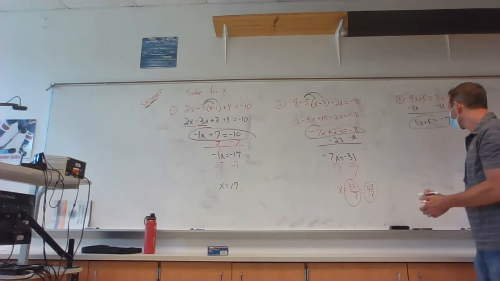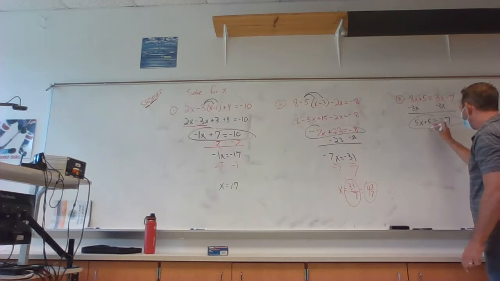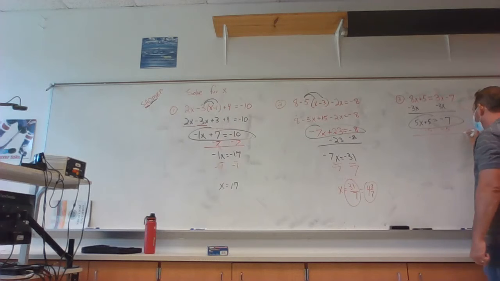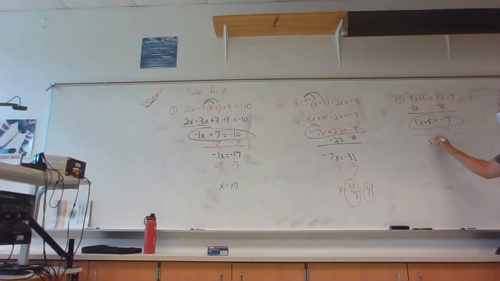Haley? We're adding 5, undo it, you subtract it. We get 5x equals negative 12. This is 5 times x. To undo it, divide. Divide the left side by 5. Divide the right side by 5. X equals, you can leave it as negative 12 fifths. I don't care. Negative 12 fifths.